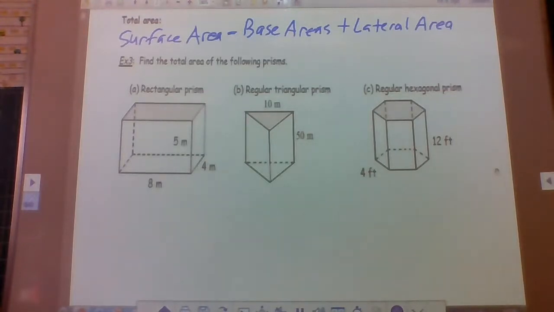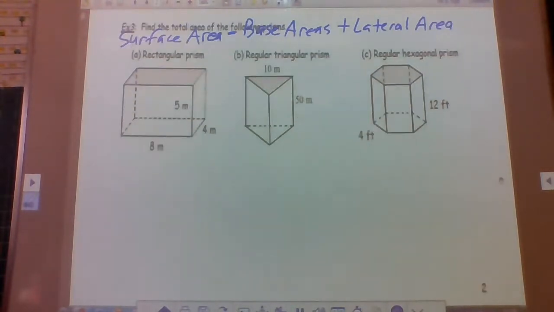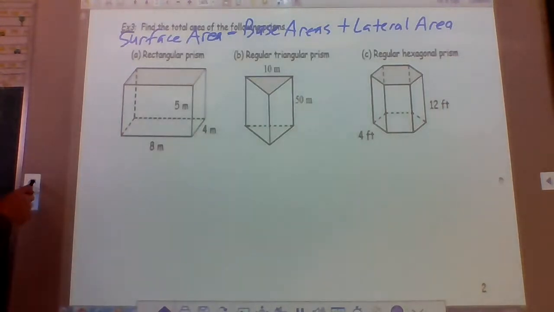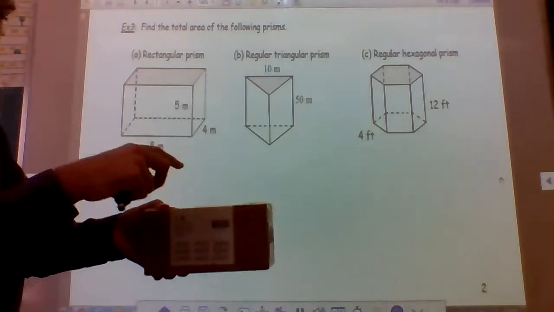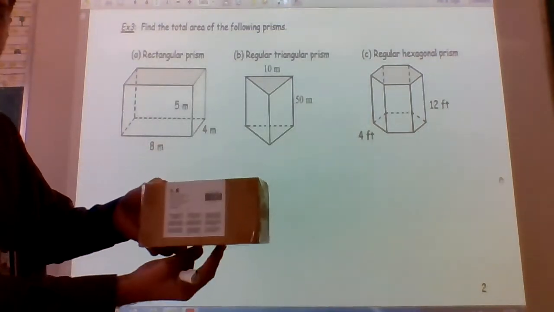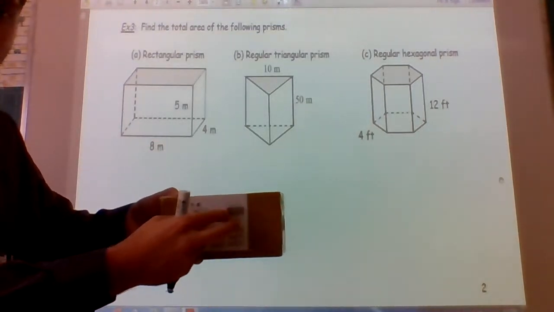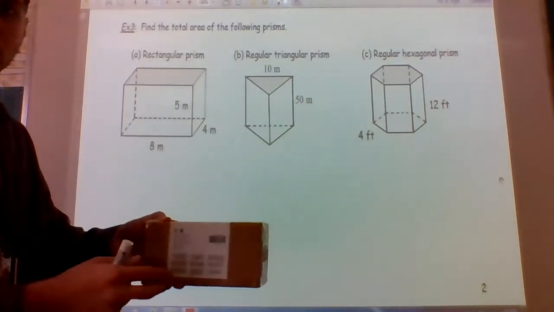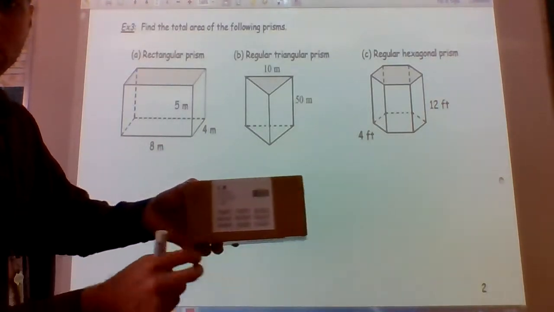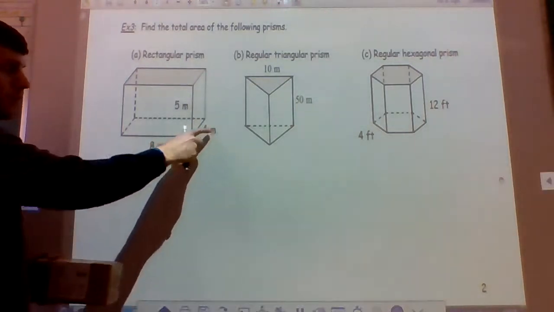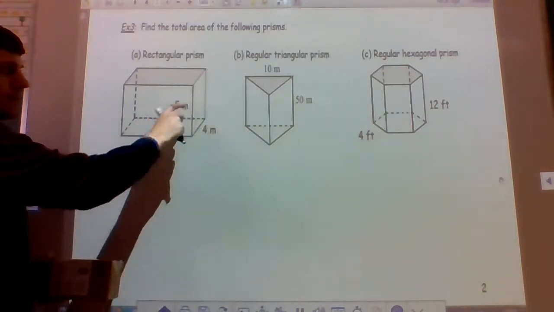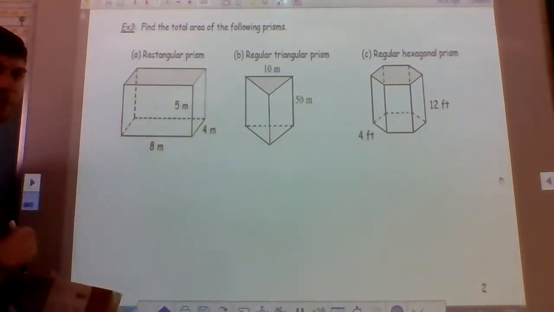Okay. So let's give ourselves some room. Okay, so finding the total area or the surface area. If we pull back our rectangular prism, we found the top to be 32 meters squared and the bottom to be 32 meters squared. We found the front to be 40 meters squared and the back to be 40 meters squared. And we found the right to be 20 meters squared and the left to be 20 meters squared. Right, we had 8 times 4, 8 times 4, then 8 times 5, and 8 times 5, and then 4 times 5, and 4 times 5.